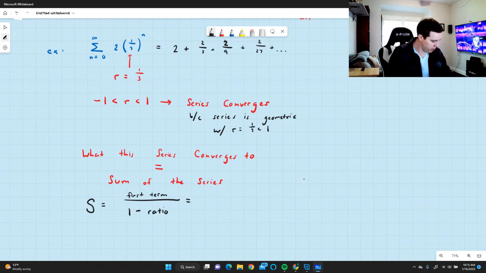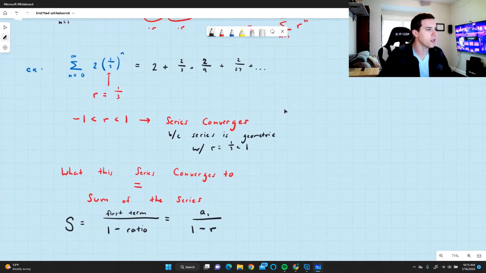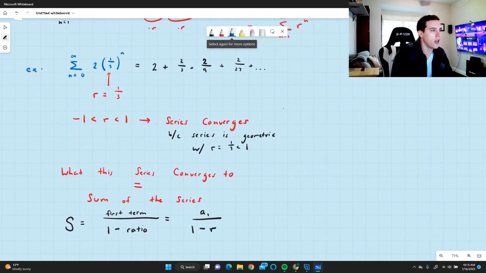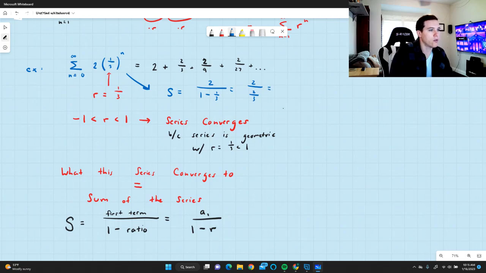It is, let me make sure I use the right notation. That's fine. A sub 1 or a sub 0, you just got to know that that means the first term, over 1 minus r. So for the above series, if I asked you to find what it converges to, aka the sum, you would say the sum is equal to the first term, which is 2, divided by 1 minus the ratio. So you could leave it like that, or you can simplify 2 over 2/3, which is equal to 3. So multiply by the reciprocal, you get 3.